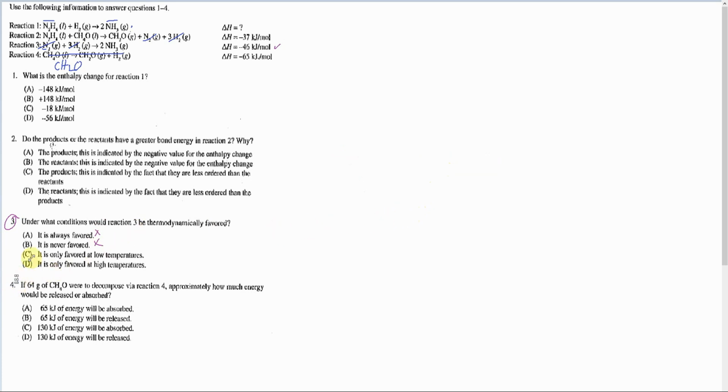On to number 4. Oh, I need a pencil. On to number 4. So we've got 64 grams of CH4O. We're to decompose according to reaction 4. All right, that's reaction 4. Approximately how much energy would be released? Well, you might think the answer would be 65. That would depend on how much 64 grams is. You remember, if we have twice as many moles of CH4O, it will be double that. So we need to know how many moles of CH4O there are.